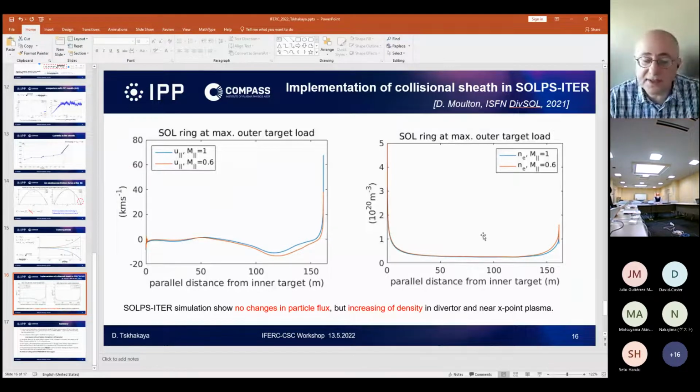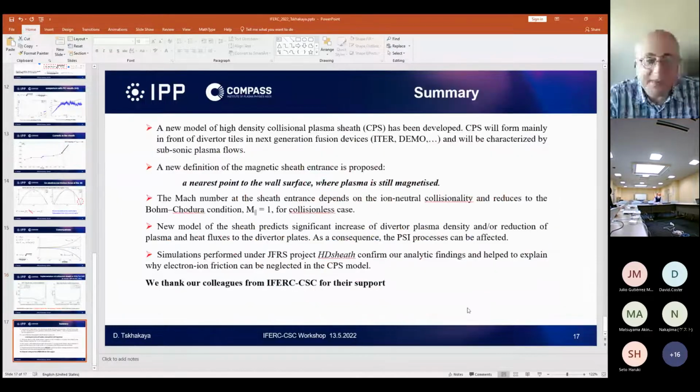So we obtain a case where the total plasma flux is constant, with increased density and decreased velocity. You can see that there are no changes in particle flux, but increased density in the divertor and at the X-point actually. What this means, I'm coming to my summary.